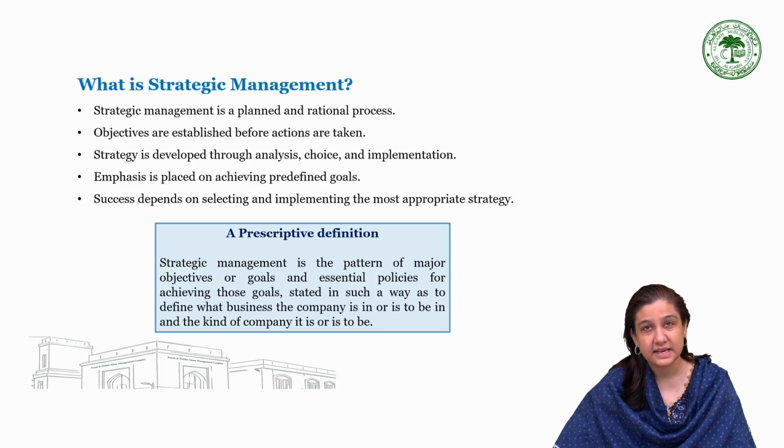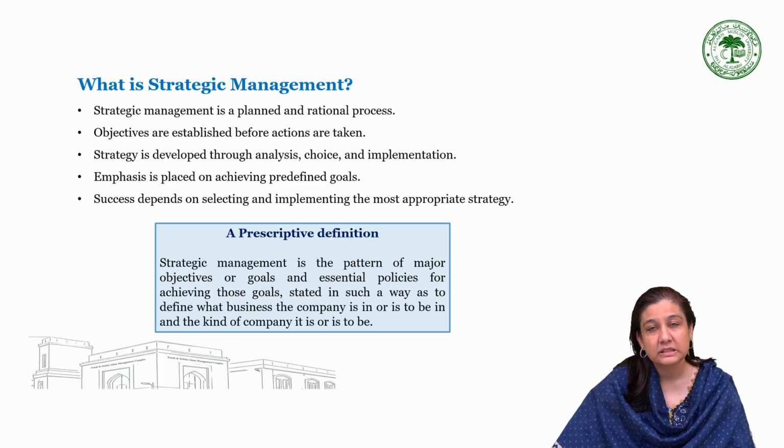This definition emphasizes three important elements: objectives which organizations want to accomplish. There is also a role of policies, as policies provide guidelines for decision making and action. And the third important component of the strategic management definition is organizational identity. A strategy defines the business in which the organization operates and the type of organization it intends to become, and that leads to the organizational identity.